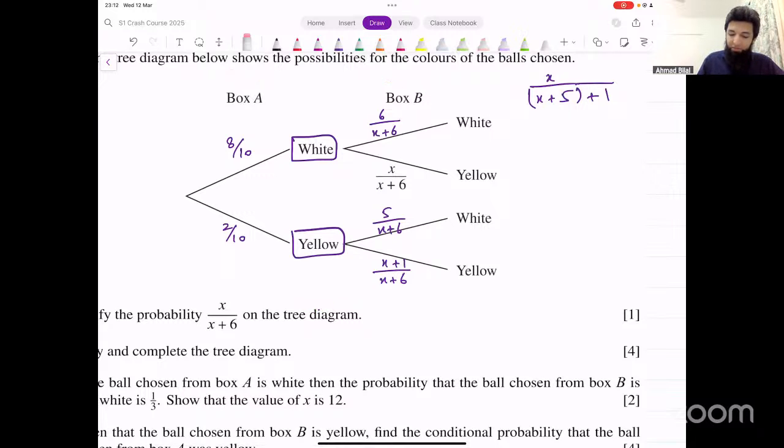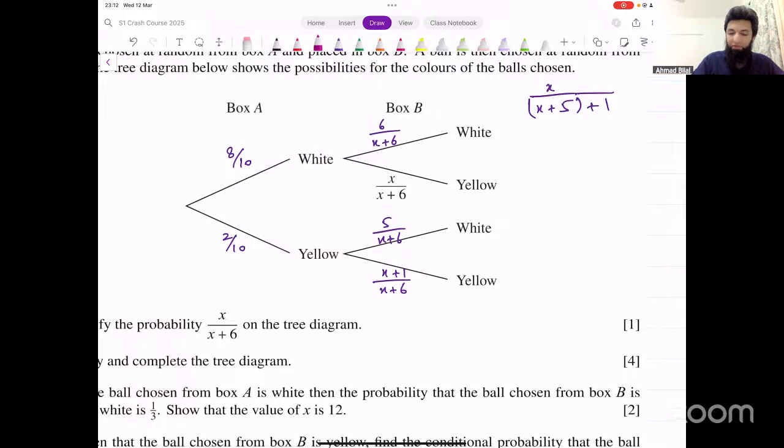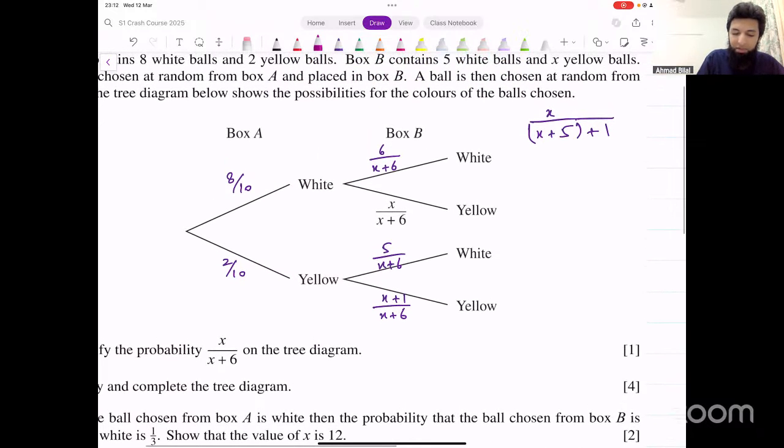Now I'll just repeat this for those of you who might be confused still. Remember the initial state. I'll write full forms now. We had 8 white balls in box A, and we had 2 yellow balls in box A. In box B, the initial situation was we had 5 white balls and we had X yellow balls, right? That was the initial state.